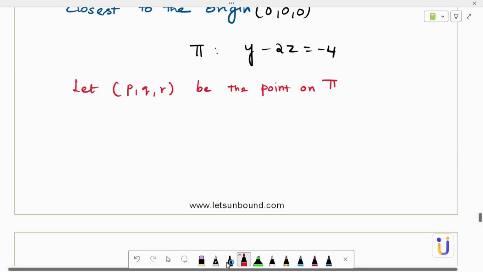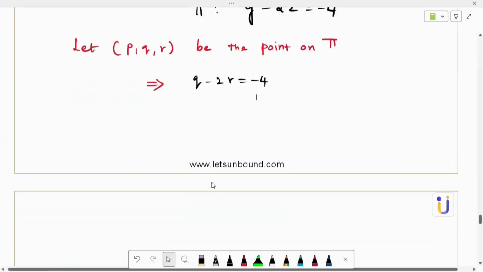So how can we express it? If (p, q, r) is a point on the plane pi, I can substitute this point into the plane equation. X is not present, so I won't substitute p. So this implies q minus 2r equals minus 4. My aim now is to find what p, q, and r are.